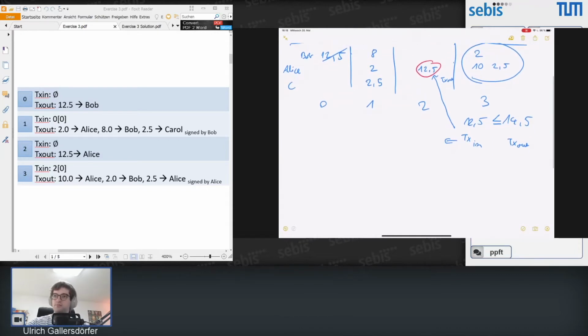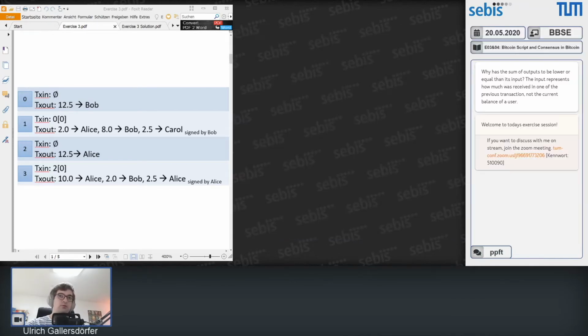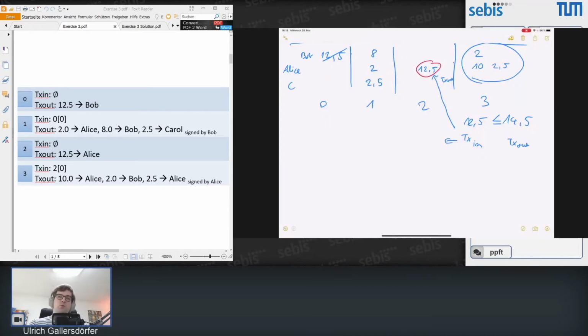There is a question about that. I think we can take a look at that. So I can just remove the iPad right now. Why has the sum of outputs to be lower or equal than its input? The input represents how much was received in one of the previous transactions, not the current balance of a user. Very good question. So why does the sum of the inputs need to be larger or equal to the transaction outputs? Why need the transaction outputs be lower than the transaction inputs?